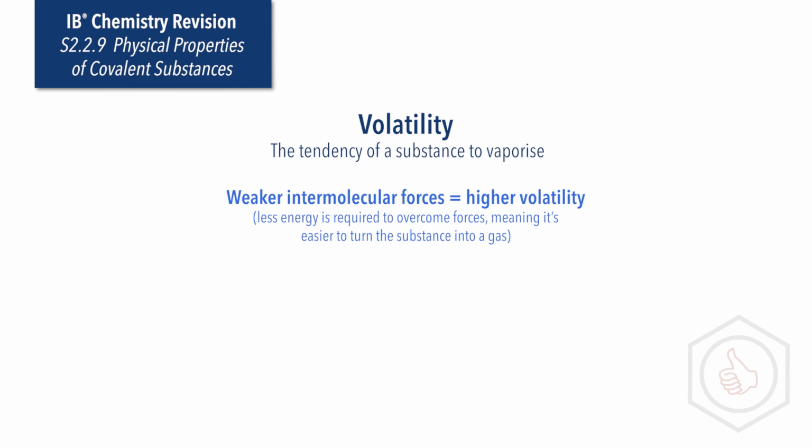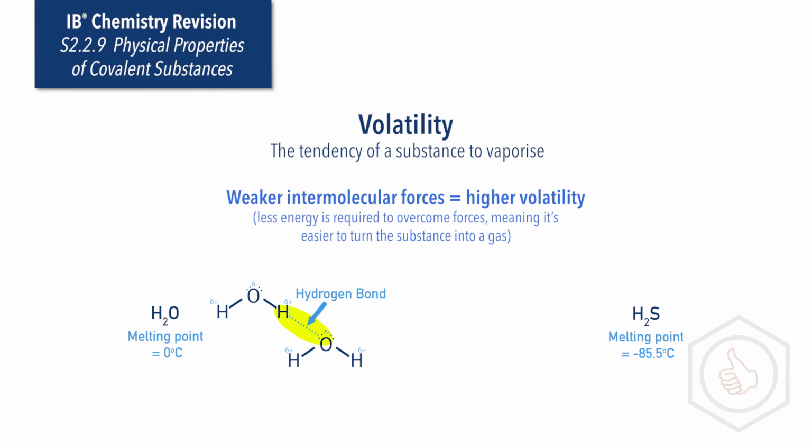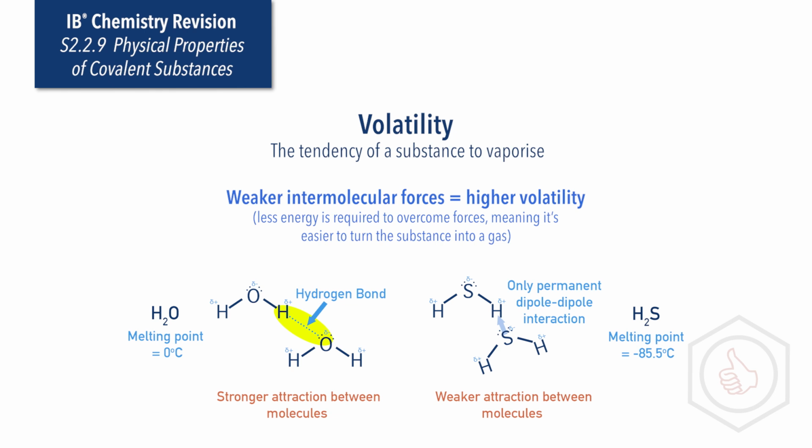For example, H₂O has a melting point of 0 degrees Celsius, whereas H₂S has a melting point of minus 85.5 degrees Celsius. This is because H₂O has hydrogen bonding between its molecules, which are stronger than the permanent dipole-dipole interactions between H₂S molecules. The stronger attraction requires more energy to overcome, meaning H₂O has a higher melting point.